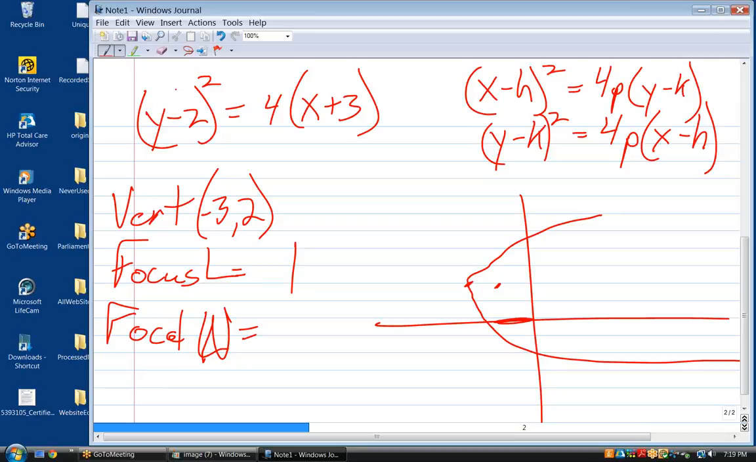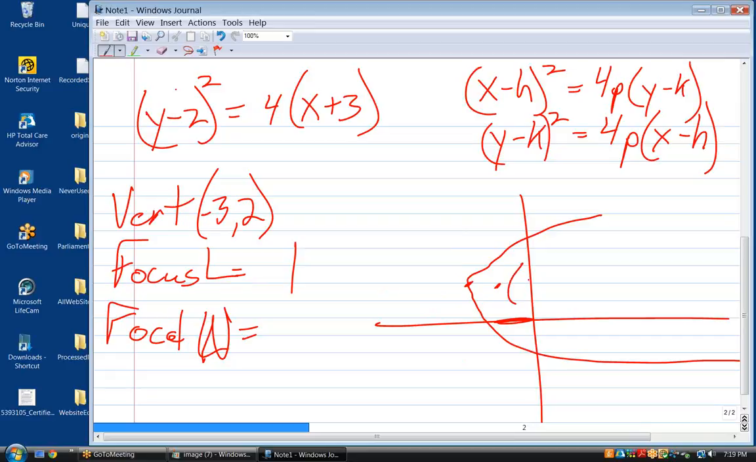Oops. That's okay. And this focal length, in other words, coming up with a positive p, means we start at the vertex and we go to the right. If you come up with a negative p, you start at the vertex and you go left. Or if it's vertical, you start at the vertex and go down if it's negative, you go up if it's positive.